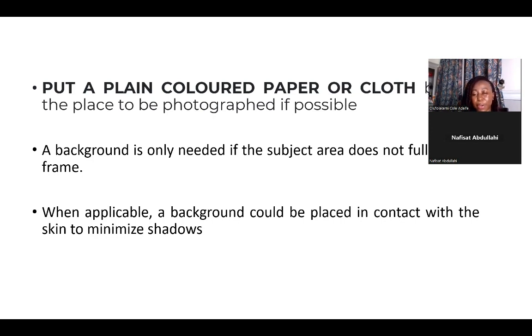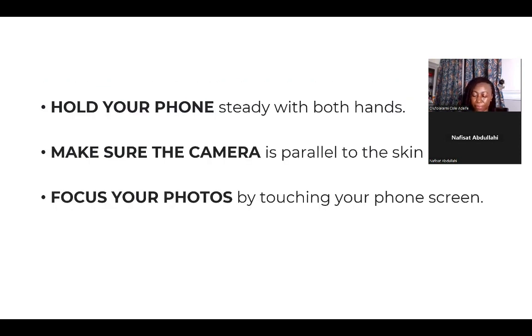Then also, when you are using a background, it should be as close to the skin as possible, maybe in direct contact, because if it's not, you may have shadows on your photograph and it may not be helpful. Then you want to hold your phone very steady. We get a lot of blurred photographs which are not taken properly. Maybe your hand is shaking, or you're using one hand to take the photograph. You may not get a good quality photograph.